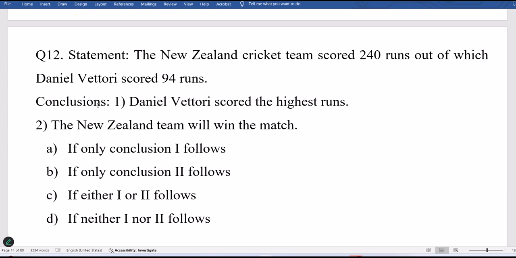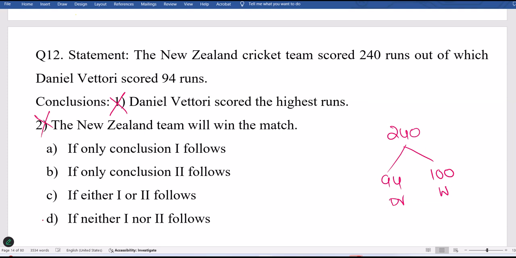Daniel Vettori 94 runs. See, out of 240, Daniel Vettori is 94. So there is a clear chance another candidate can score 100 plus. Let's say Kane Williamson may go for 100. So there is another person. That Daniel Vettori scored the highest, I cannot say. And that New Zealand will win the match, I cannot say here, because whether it is 240 runs, whether it is a test match or a one day match, there is no clarity.